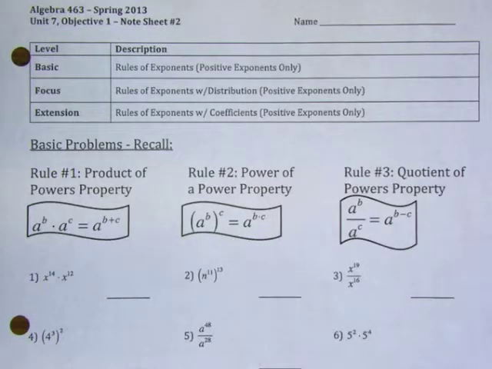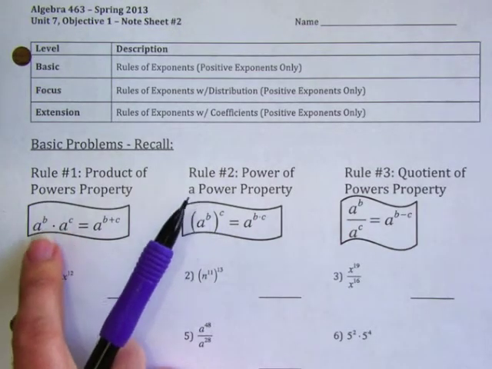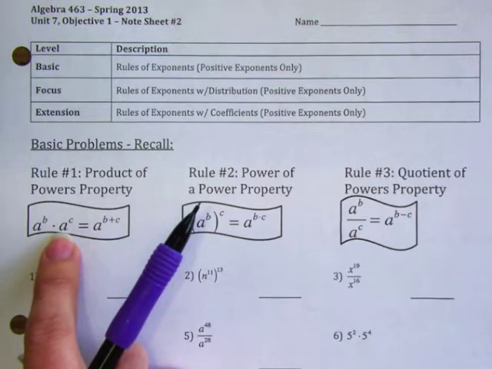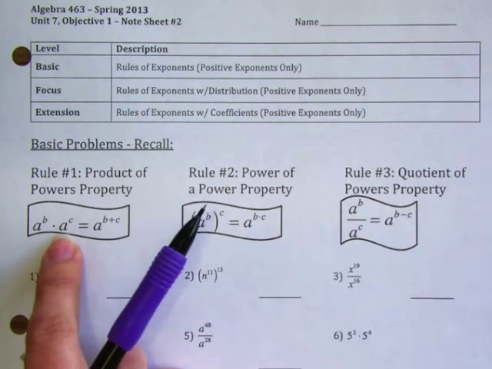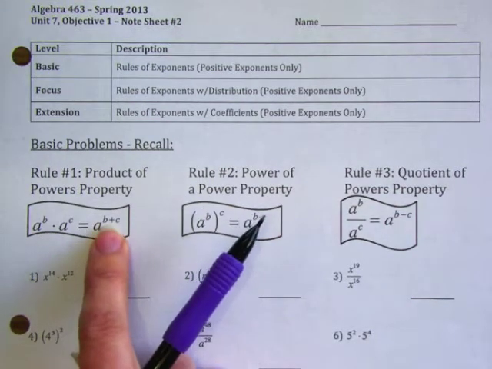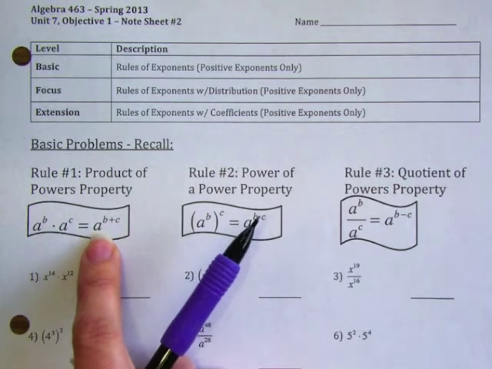Okay, this is working on note sheet number 2. If you remember at note sheet number 1, we were working with the idea that when you multiply two terms that have exponents, we call those powers, if they have the same base, you can multiply them together by adding their exponents, keeping the base exactly the same.